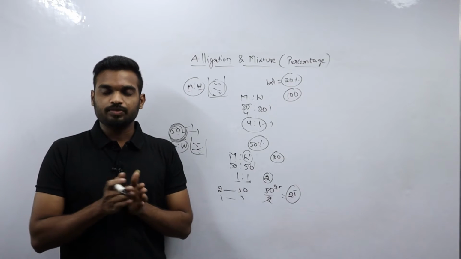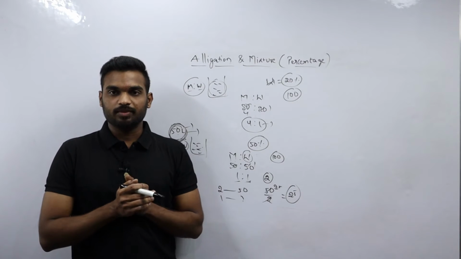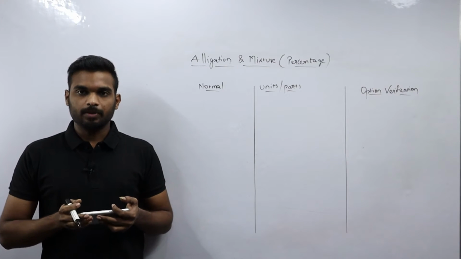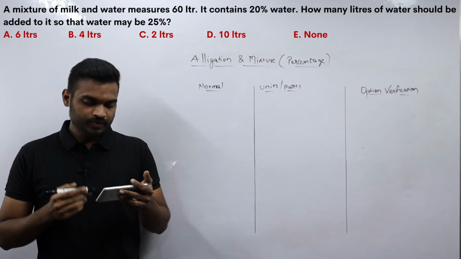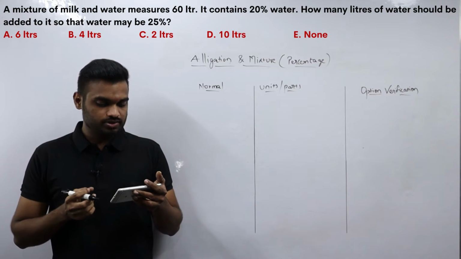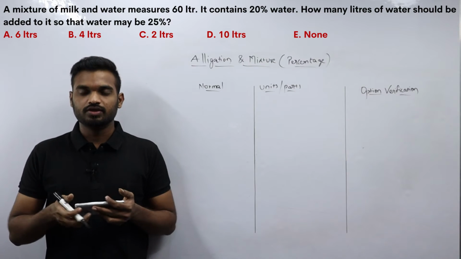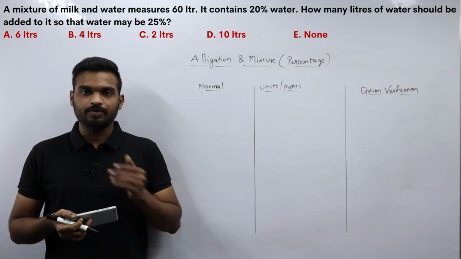Okay, now let's solve some basic level problems so that you can understand how to use this concept to solve the problems. Okay, now let's see the first problem. They are saying that a mixture of milk and water measures 60 liters. It contains 20% water. How many liters of water should be added so that water may be 25%? So we need to find out how much water needs to be added so that water becomes 25%.